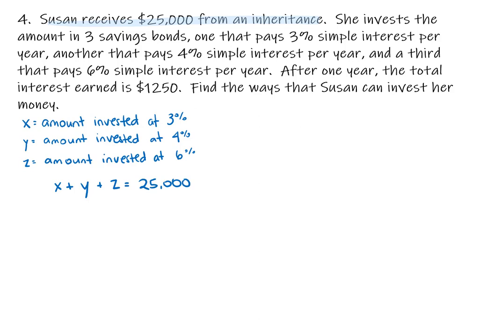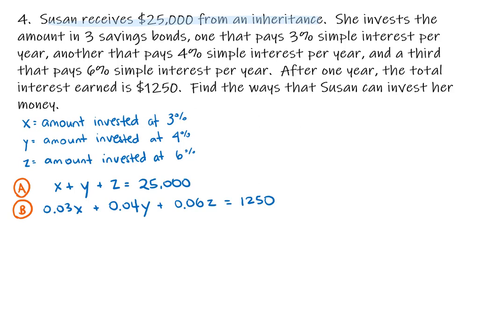We also know how much percentage she gets on each of them. So she gets 3% on the amount invested in x. She gets 4% on the amount invested in y, and 6% on the z amount, for a total of $1,250. And that's all we know. Let's go ahead and label this as our A and B equations.